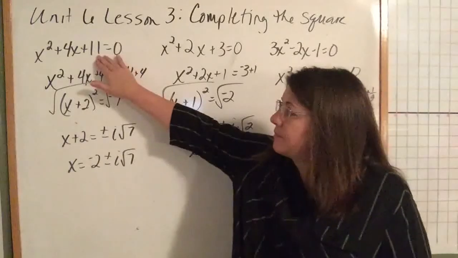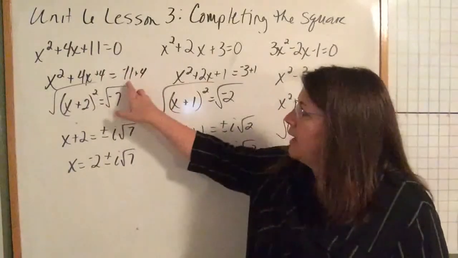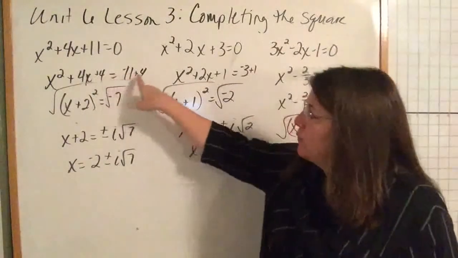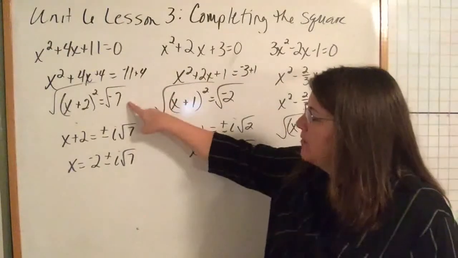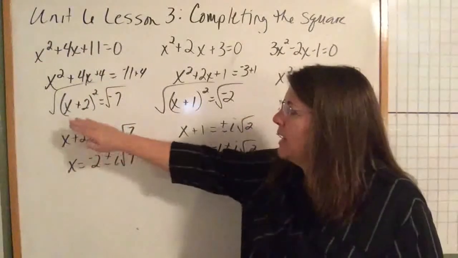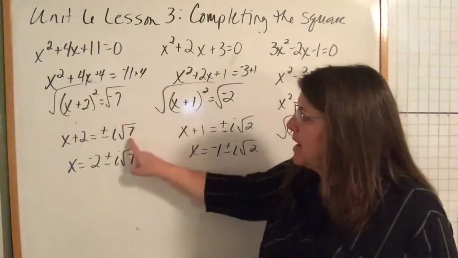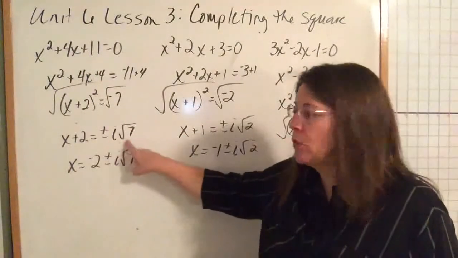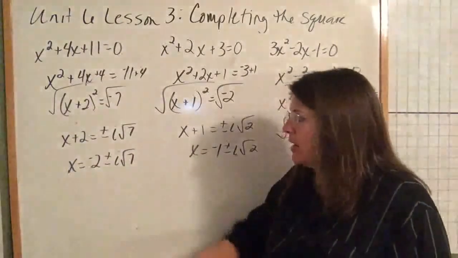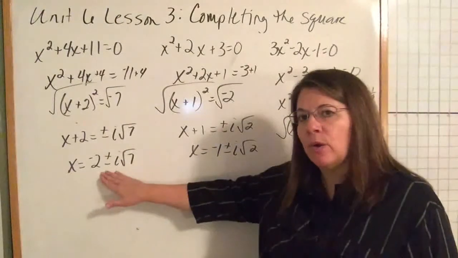For this one, I moved the 11 to the other side. Half of 4 is 2. 2 squared is 4, so I added 4 to both sides. That ends up giving me a negative 7. I factored that as x plus 2 squared. When I take the square root, this ends up being an imaginary number, plus or minus i square root of 7. Then I add the 2 or negative 2 to both sides. So negative 2 plus or minus i square root of 7.